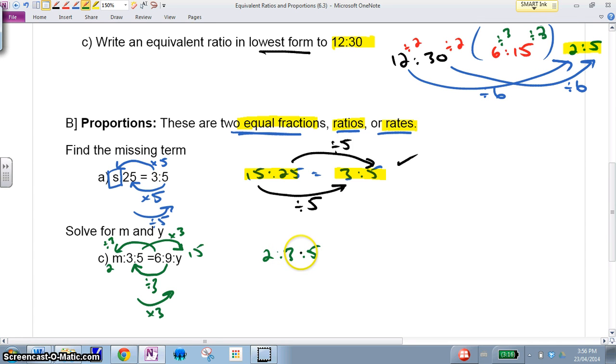We're going to do it a different way too. 2 to 3 to 5 is equal to 6 to 9 to 15. Right? In this direction we multiply everything by 3. In this direction we divide everything by 3.